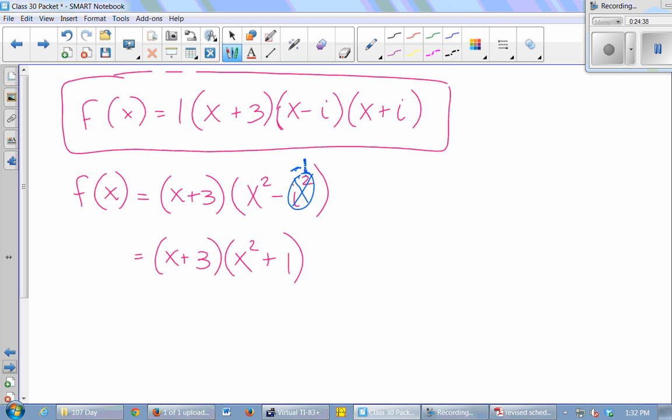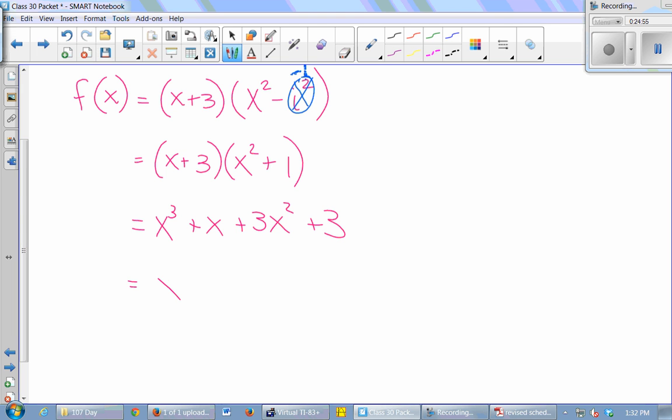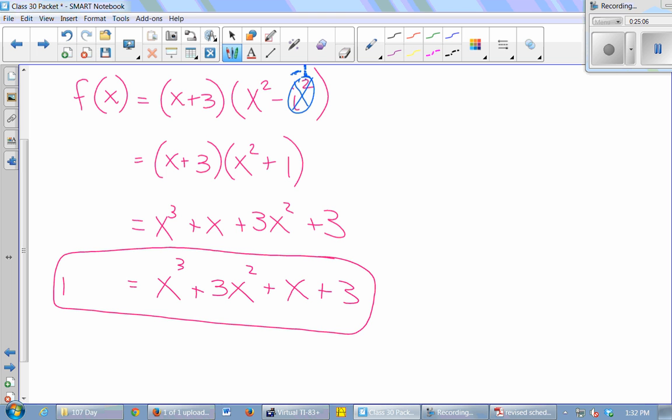All right, now I can FOIL my x plus 3 and my x squared plus 1. First, I get x cubed. Outer, I get x. Inner, I get 3x squared. And last, plus 3. I'm just going to reverse the two middle terms because we typically write these in descending powers of x. So there's my function that has zeros at -3, i, and -i, and passes through the point (1, 8).